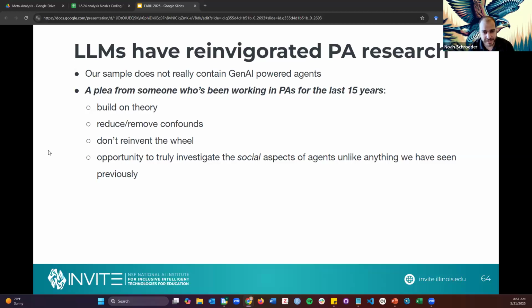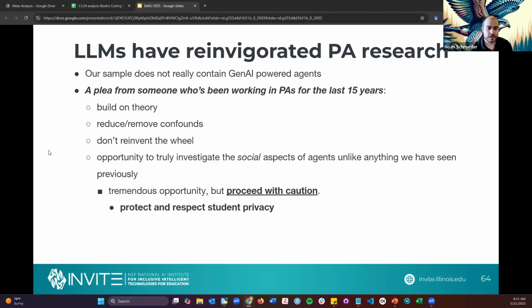One huge advantage I think we have with generative AI is the opportunity to investigate the social aspects of agents, unlike anything we have seen previously, because we can make them truly conversational. But this is the last thing that I want to say. Please proceed with caution, okay?